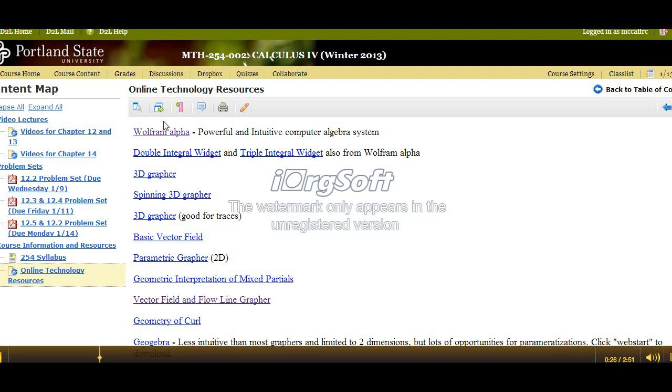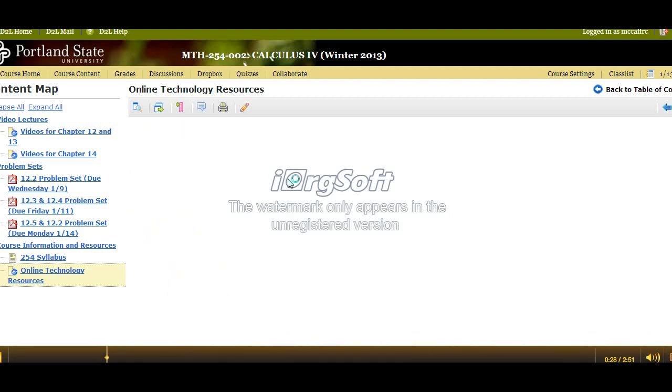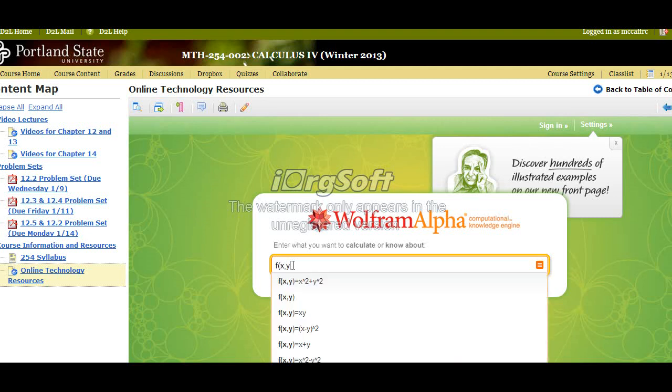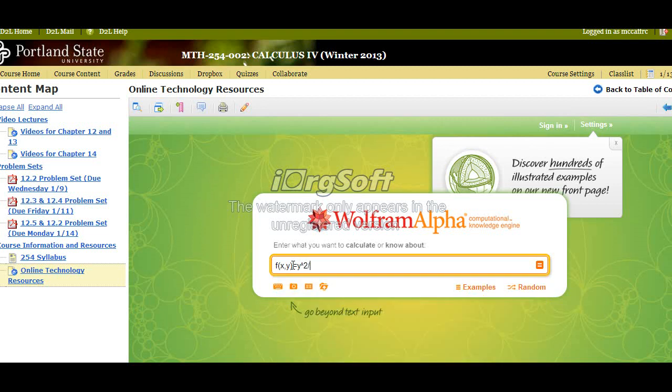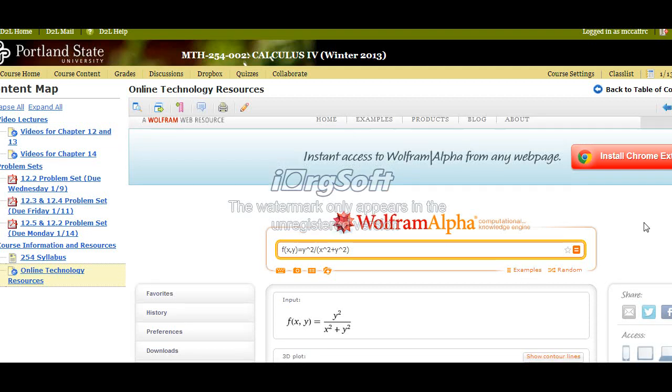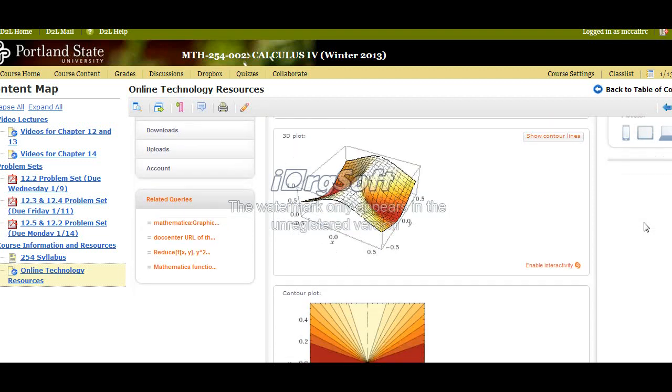And there are a lot of different ones that I could choose, but let's go ahead and take a look at this function using Wolfram Alpha. So I'm looking at the function f of x, y equals y squared divided by x squared plus y squared. And Wolfram is pretty forgiving about syntax, so if I ever have trouble, I can always look at an example.